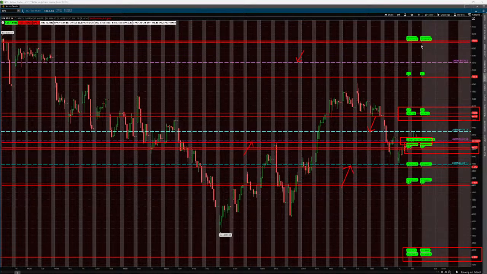And then finally, the call wall is up at 4,600. That's the strike with the largest net positive gamma that can be expected to act as resistance. So, shifts in levels for SPX. The volatility trigger did shift higher from 4470 yesterday to 4495 today, and then the absolute gamma strike shifted lower from 4,500 to 4450.